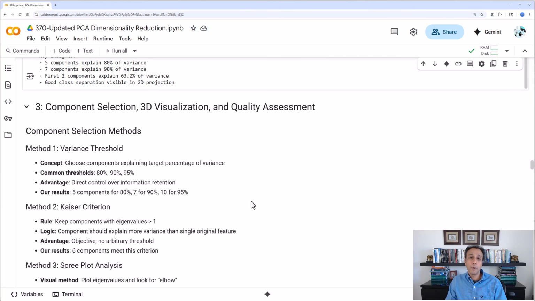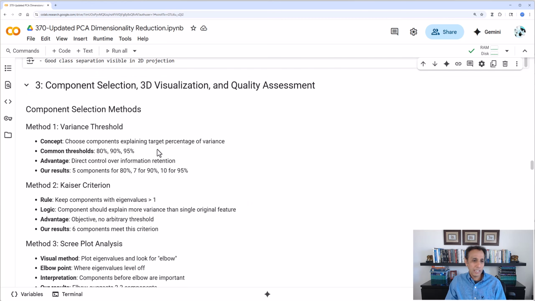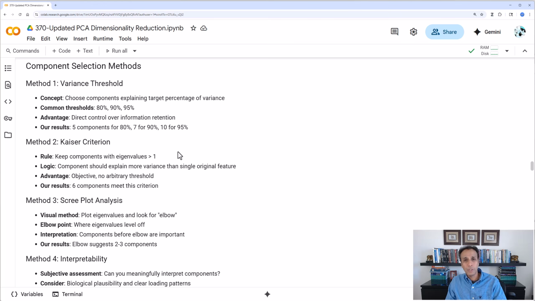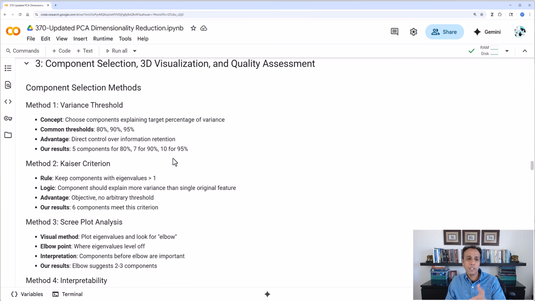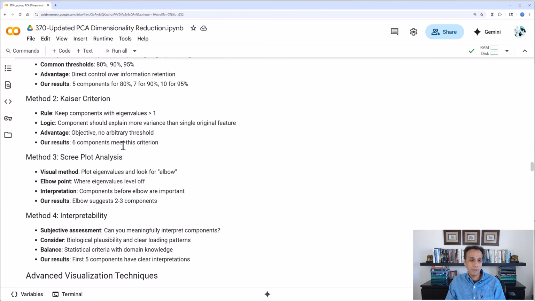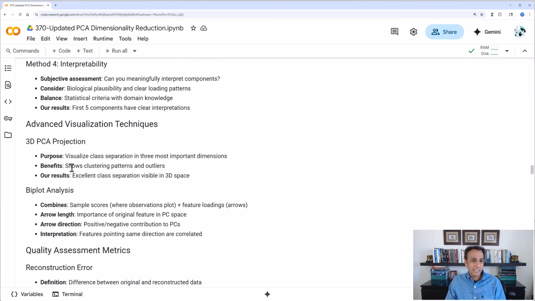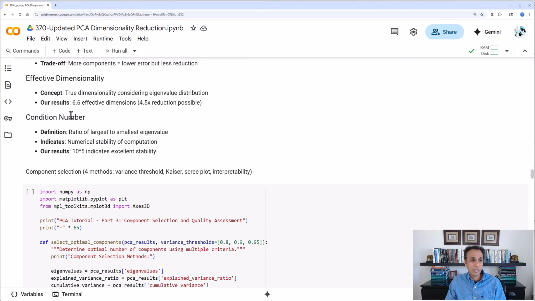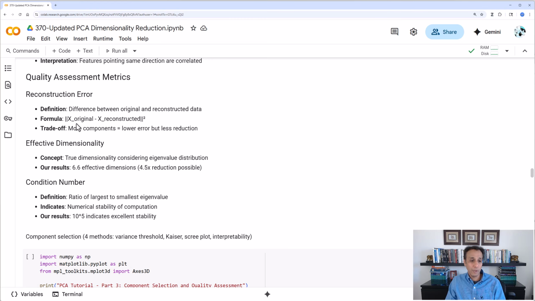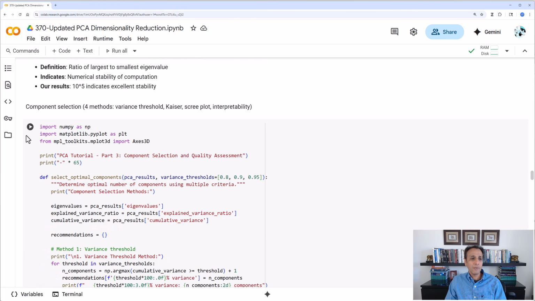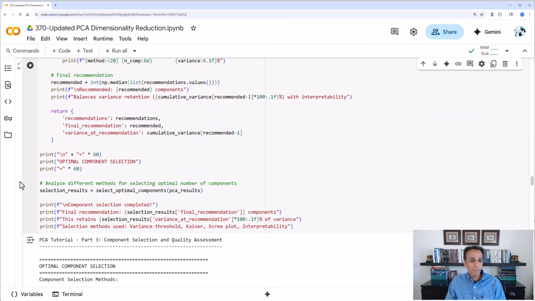And now component selection, 3D visualization, quality assessment. So how many components? We already saw the top 6 components, but I'll show you a couple other plots and visualization, and also quality assessment. This is very important. So in this section, let's start with component selection. We talked about this quite often, so nothing should surprise you.